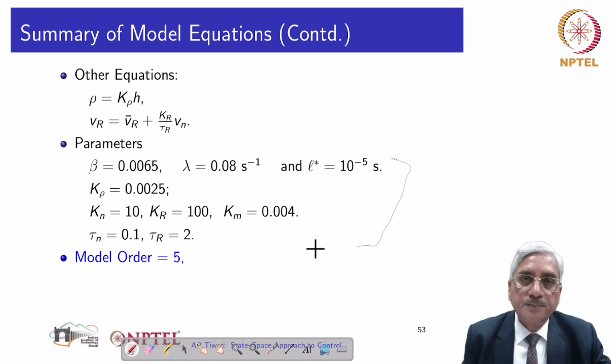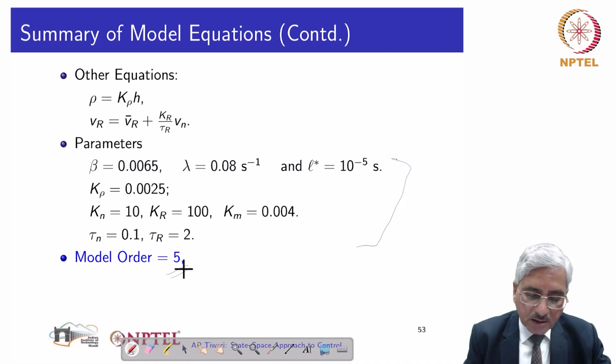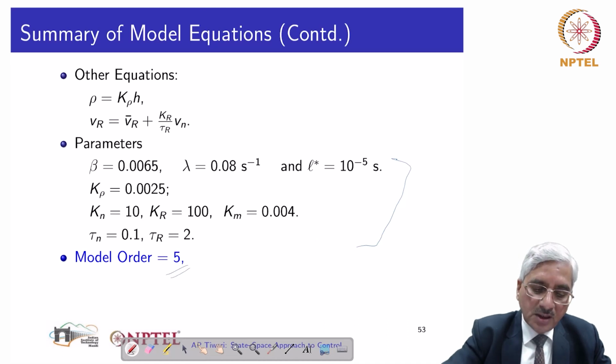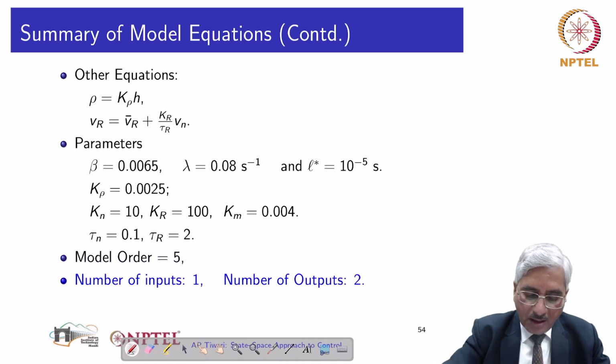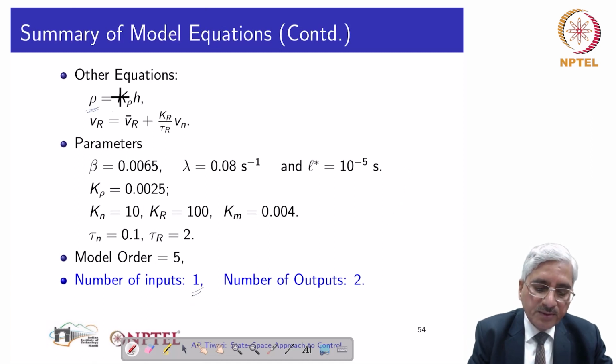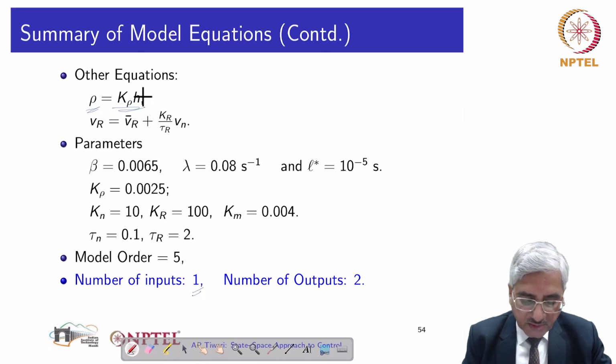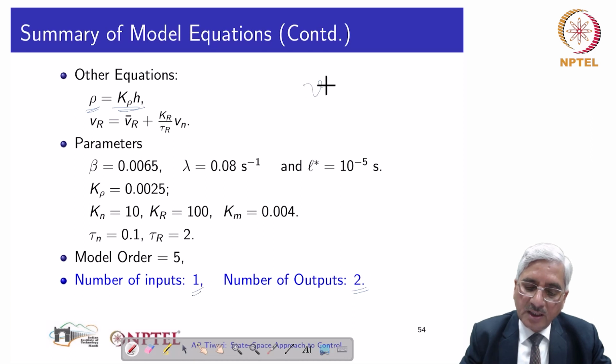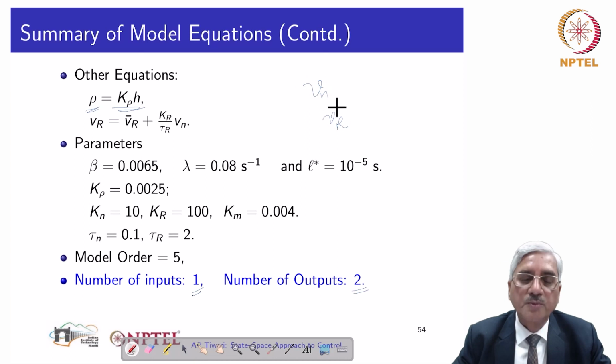Now there are 5 differential equations, so the model order is 5. And then it has one input, that reactivity is input, and of course we will substitute this one there. So H is the input, the control rod position, and there are two outputs, that one Vn and that other one Vr. These are the two outputs.